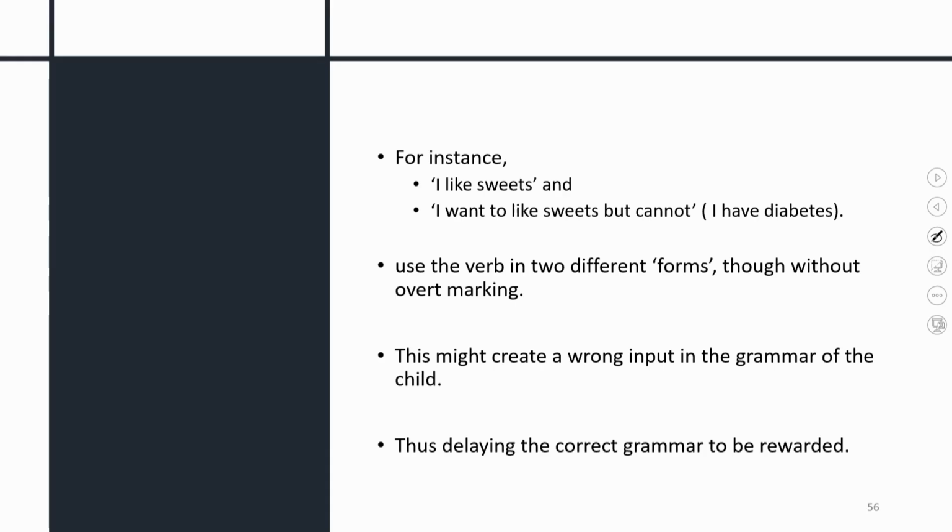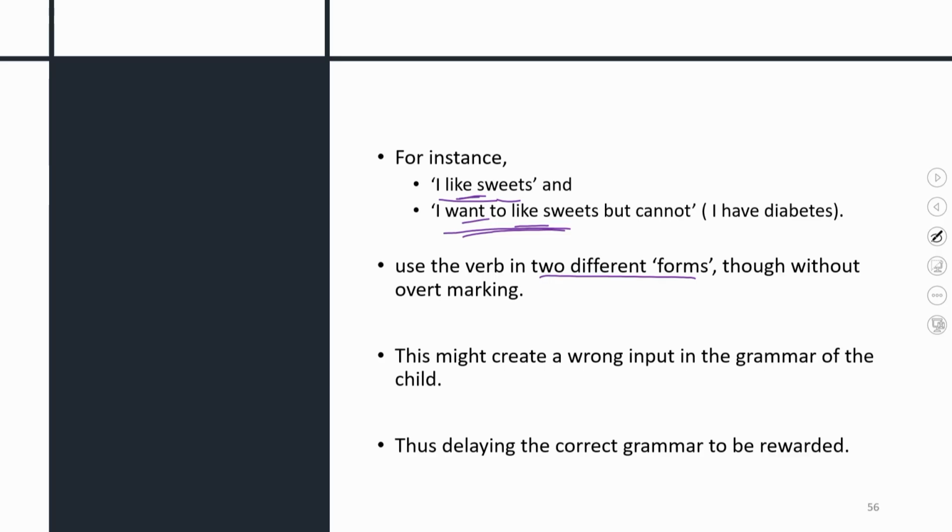They give an example like "I like X", and you can change this sweet with anything else. You can also have sentences like "I want to like sweets, but cannot in case I have diabetes." Now, there is the use of the verb in two different forms, though without overt marking. In this case, "I like" and "I want to like", both are in the non-marked condition, in the sense that there is no overt marking on the verb.